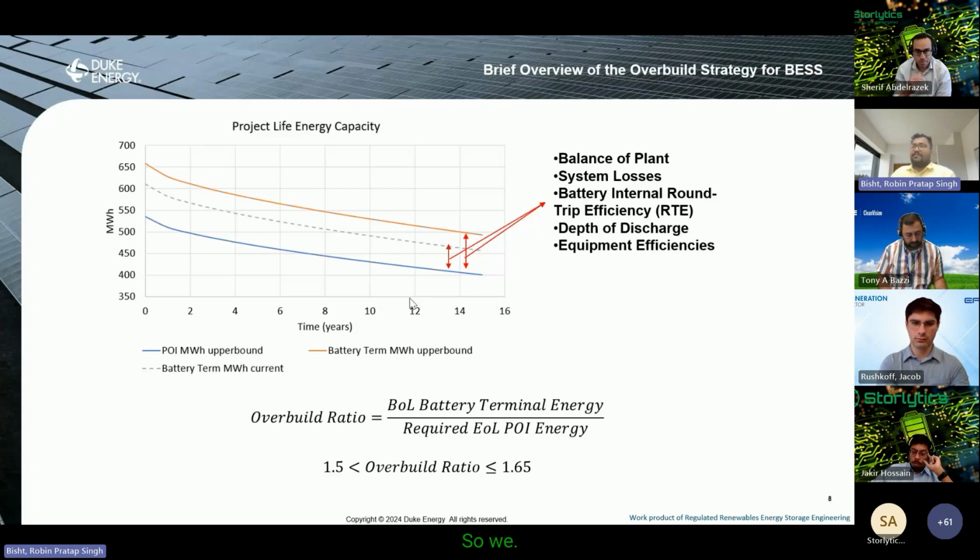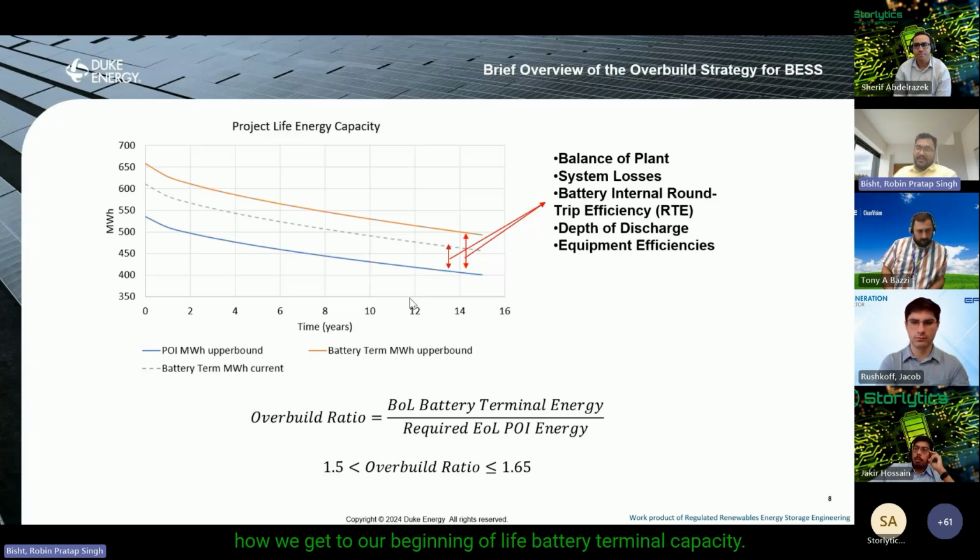So we add some conservatism into our estimates for system losses and equipment efficiencies. Equipment efficiency we usually get from the vendor, but stuff like transformers are definitely an assumption. So we add some conservatism in there, and that's how we get to our beginning of life battery terminal capacity. And then again, when we go out for our purchase orders, we add them to our contracting framework. But right now, I think we are leveraging Storlytics to help us out with that.